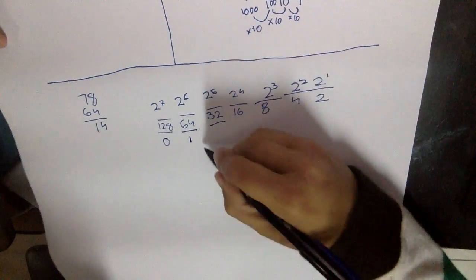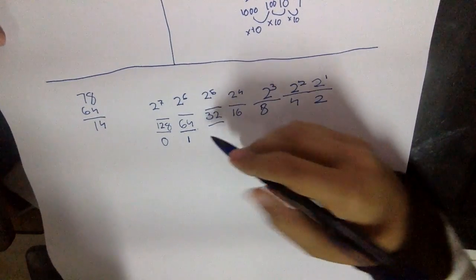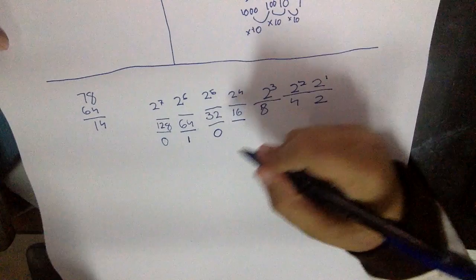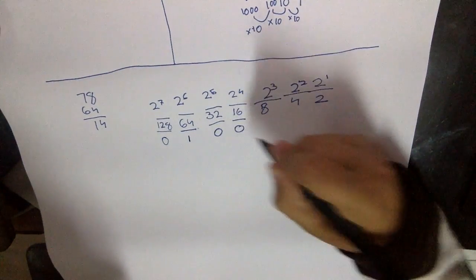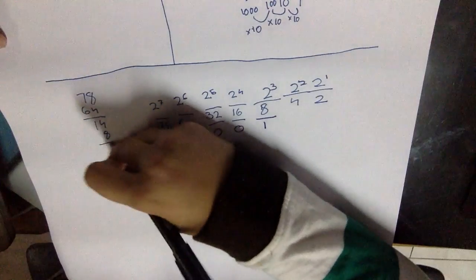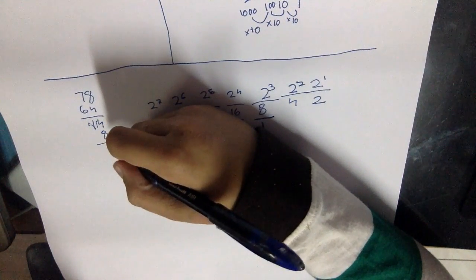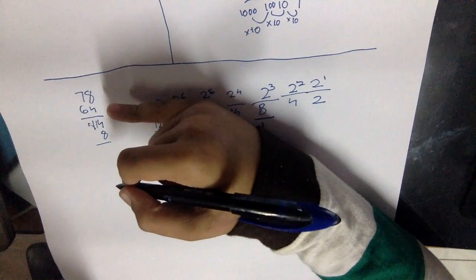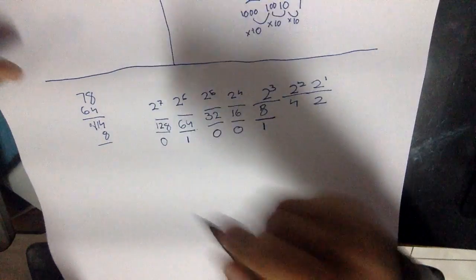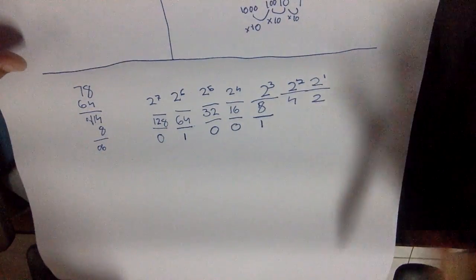Now over here we have 14 left. So it is not bigger than 32, so we put a 0. Then 16 and 14, still it's not bigger, but it is bigger than 8. So we do put a 1 and we minus 8 with it. That leaves 6, which is 6. I'm so sorry, my maths is so bad. But anyways, yes, it is 6.